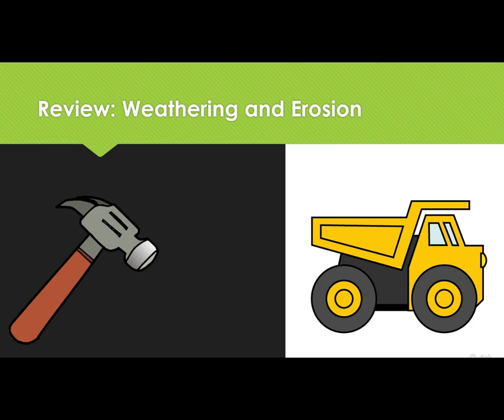I had talked about in class two different ways to think of this. We have a hammer and a dump truck. We know a hammer breaks things down into smaller pieces, okay? That's something a hammer could do. And a dump truck carries things away. It carries loads of things. You can put anything in a dump truck.